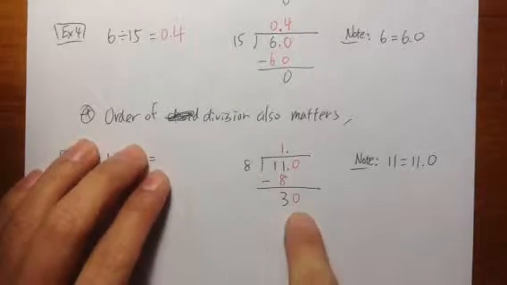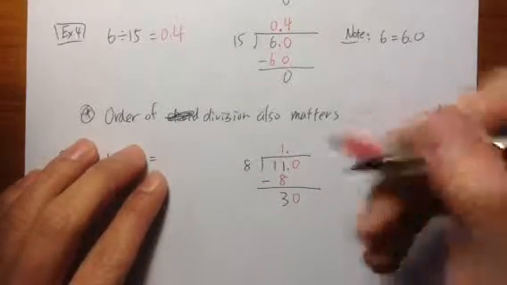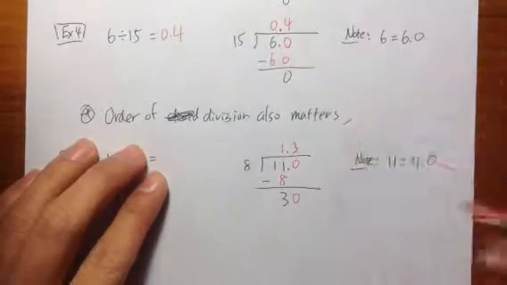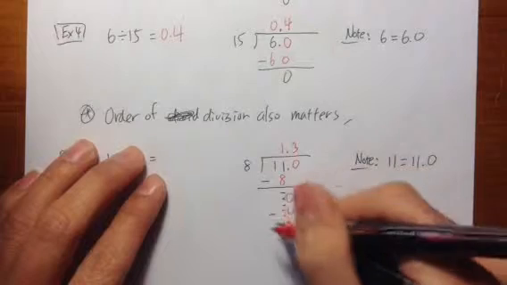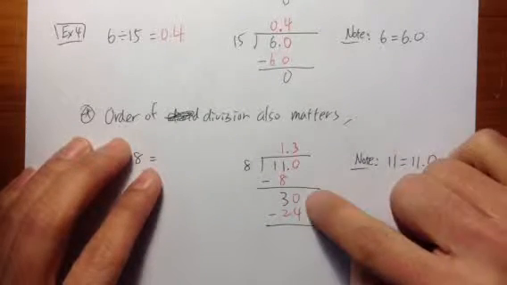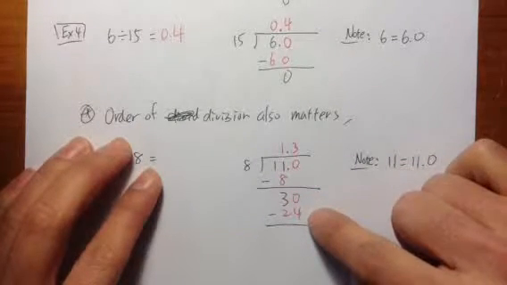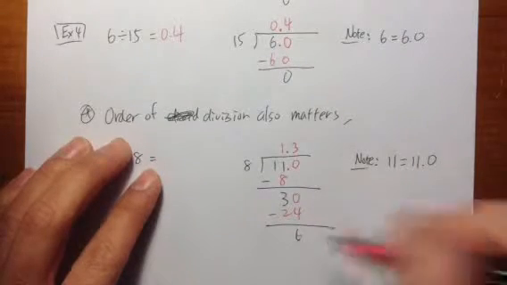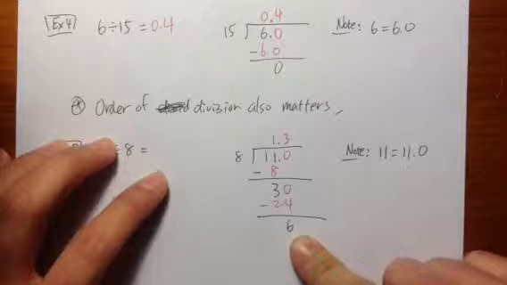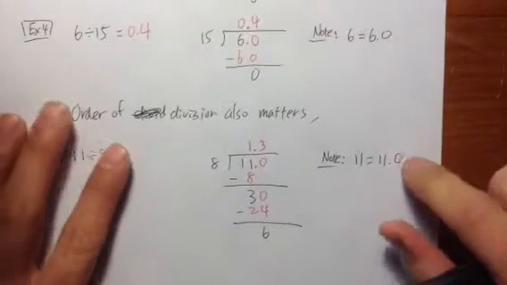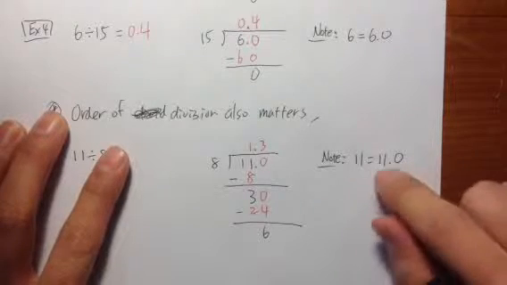8 goes into 30 3 times, right? I think I'm right. 3 times. 3 times 8 is equal to 24. And again, subtract. 30 minus 24, you get 6. So put on the 6. Unfortunately, we still have remainders, right? So let's expand this idea.